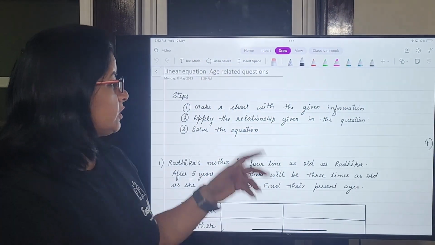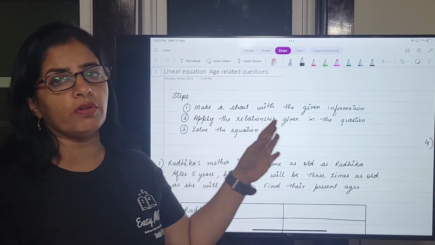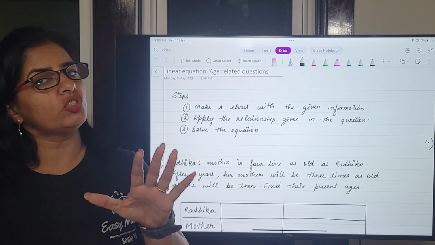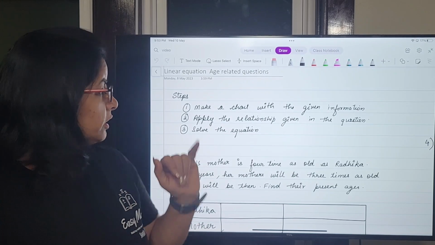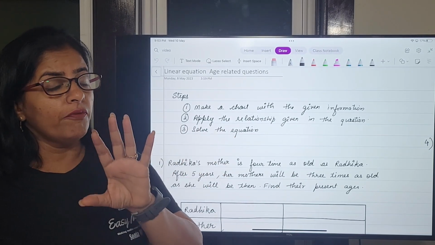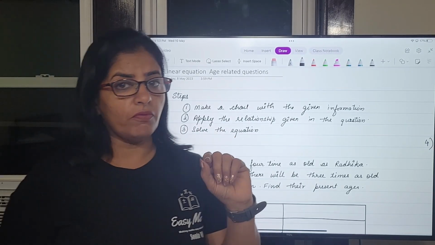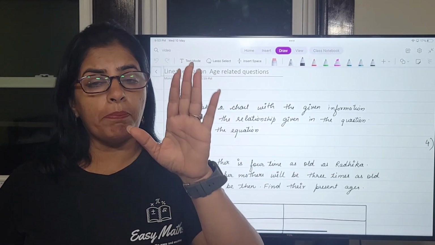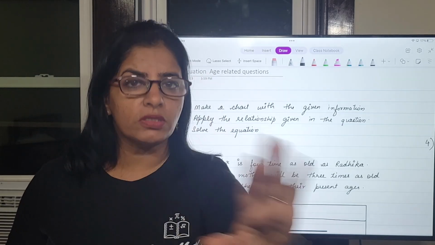Okay, so the first step is you have to make a chart with the given information. Whatever is the information given to you, you have to make the chart for it. One more thing that you have to remember here, while making the chart, you're not applying the relationship. You'll apply the relationship after the chart is completed.